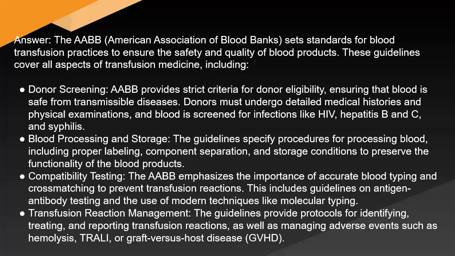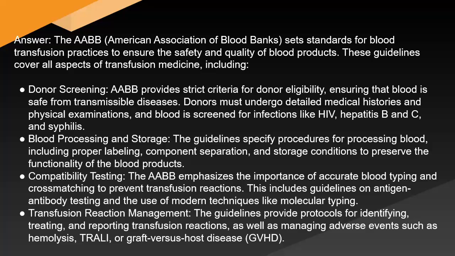AABB provides strict criteria for donor eligibility, ensuring that blood is safe from transmissible diseases. Donors must undergo detailed medical histories and physical examinations, and blood is screened for infections like HIV, hepatitis B and C, and syphilis. Blood processing and storage: the guidelines specify procedures for processing blood, including proper labeling, component separation, and storage conditions to preserve the functionality of the blood products.